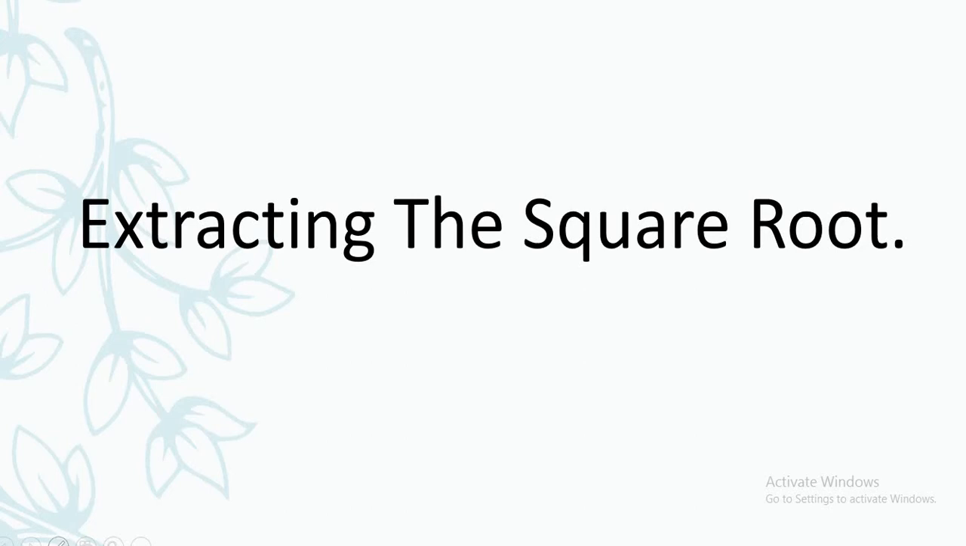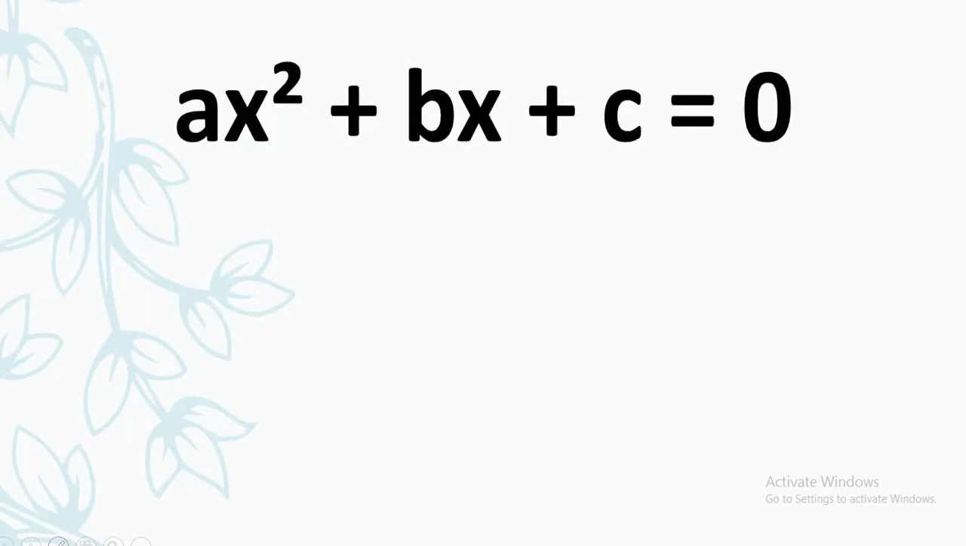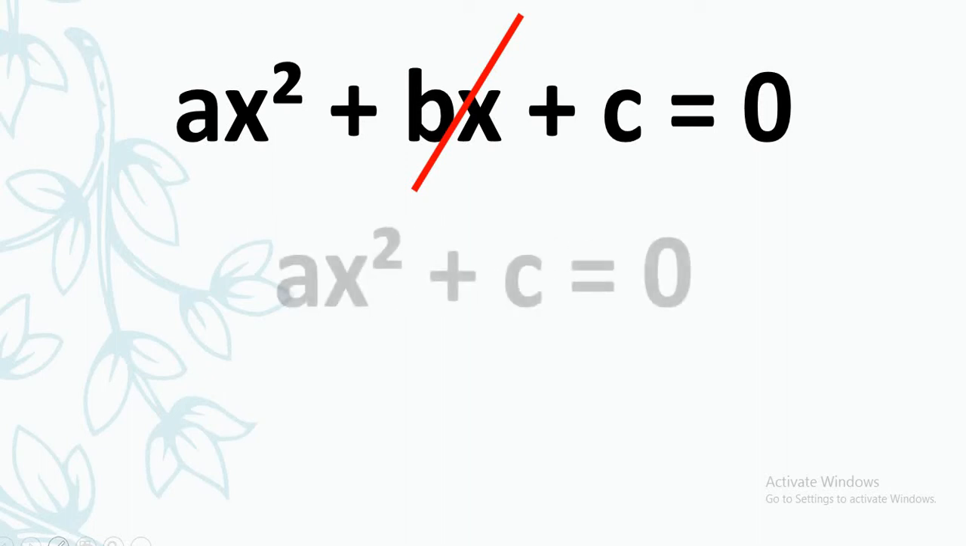Now, when will you tell that we need to use this method in finding the roots of a quadratic equation? This is the standard form of a quadratic equation, which is ax squared plus bx plus c is equal to 0. Now, when our linear term becomes 0, what will happen to our equation? Our equation will become ax squared plus c is equal to 0.